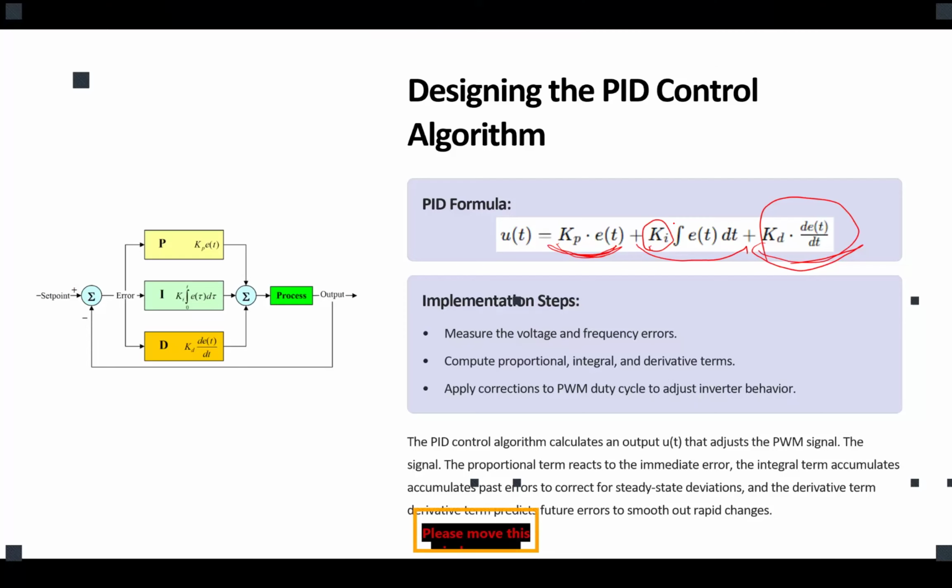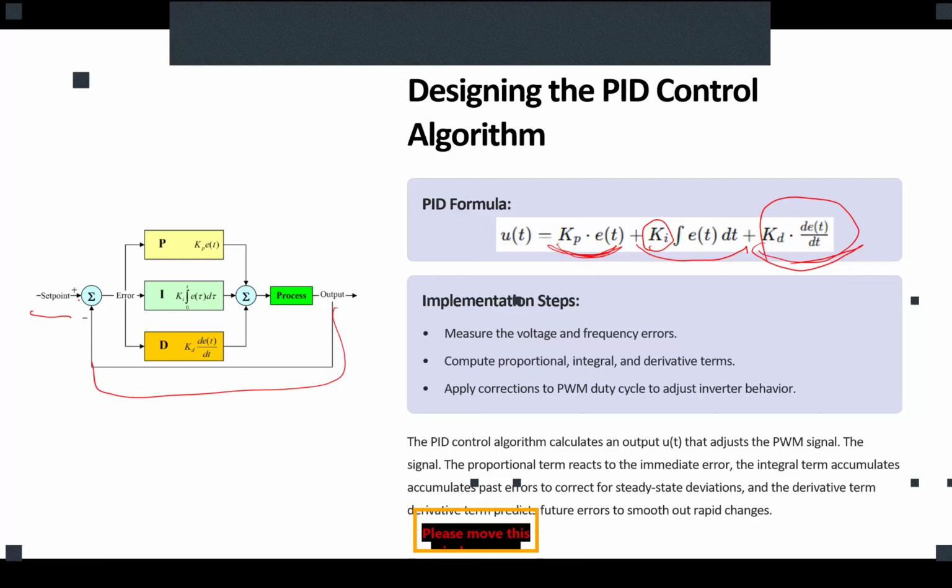So as you can see here in the graph, we had our set point and we had our output. Here, we calculated the error. We feed the error to the three parts, proportional, integral, and differential. Then we add them to create the control signal. When we have our control signal, we inject it into our process, which is the PWM that we have in inverters.